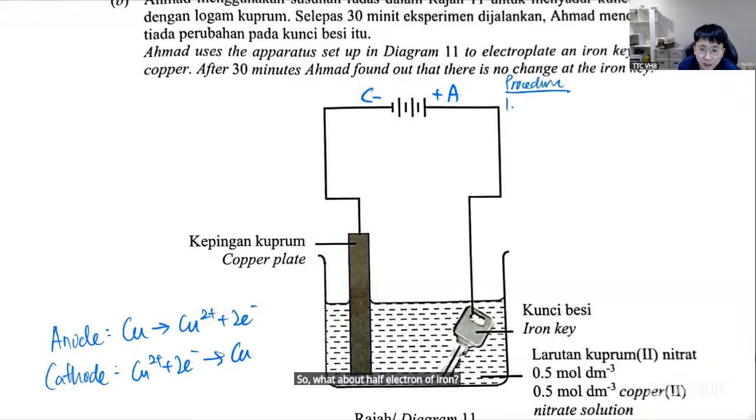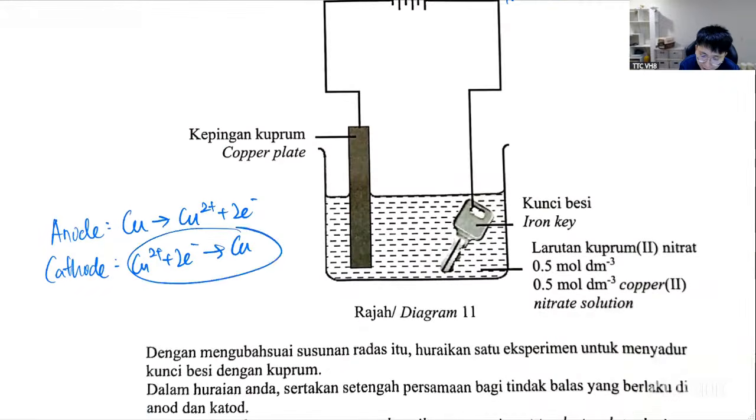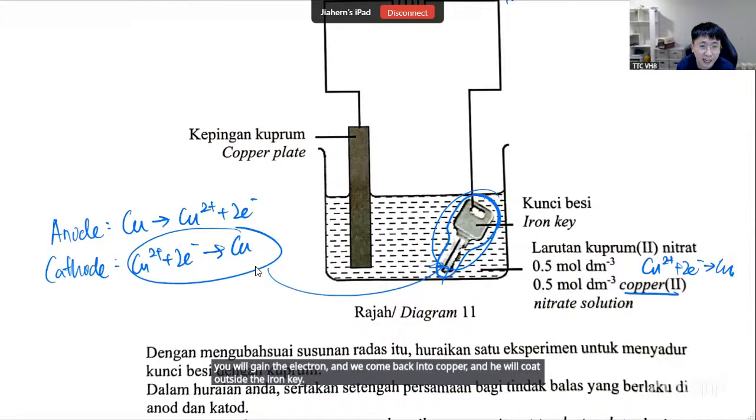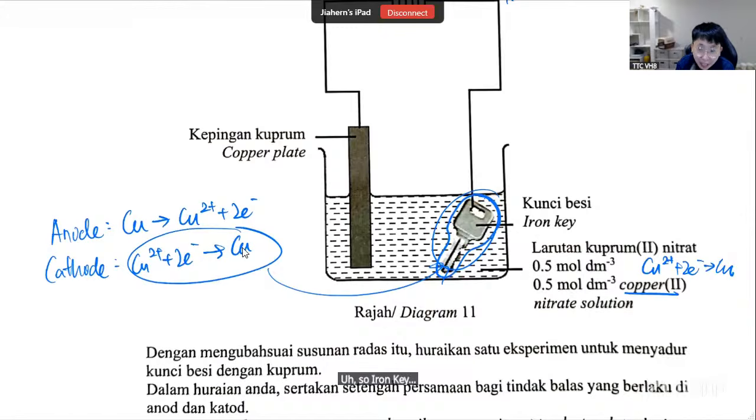Half equation of iron? The half equation at the iron key is this. If the iron key is placed at the cathode correctly, the half equation will be this. Because the copper ions in the solution, Cu2+, will gain electrons and become copper again, and coat the outside of the iron key. So the iron, Fe, is not involved in the reaction.